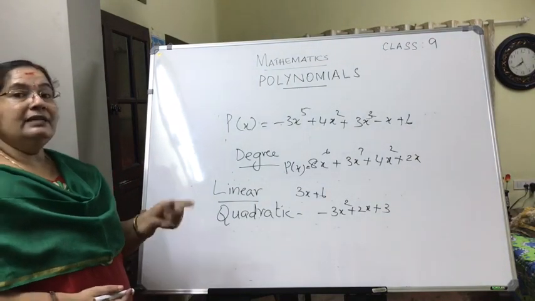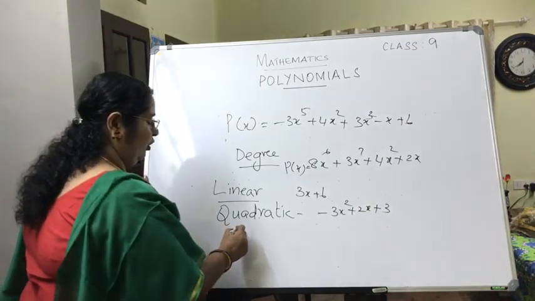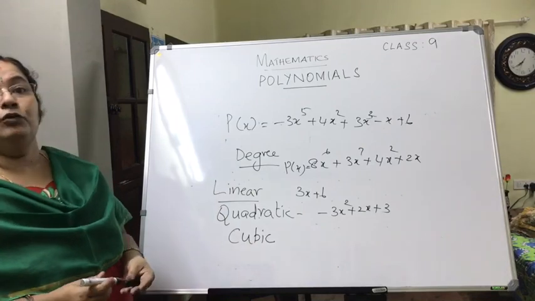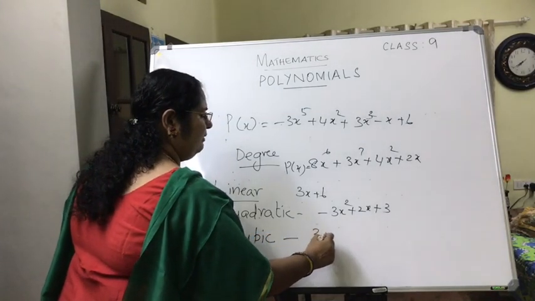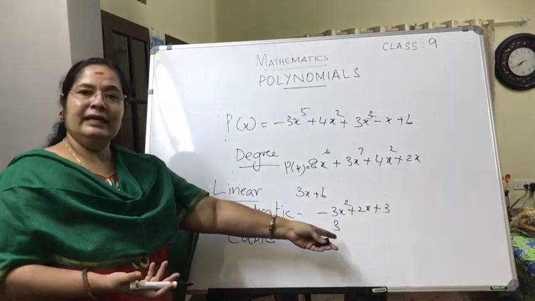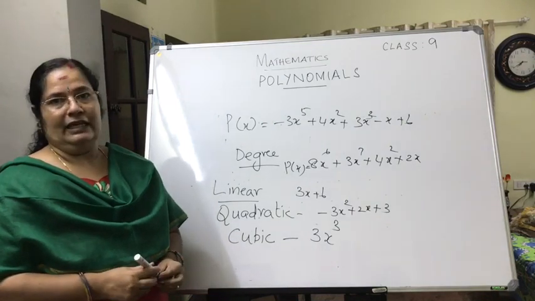Now if degree is 3, that is the highest power is 3, we call it a cubic polynomial. What do you call it? A cubic polynomial. Example for a cubic polynomial, I can say 3x cube. 3x cube is a cubic polynomial. Why? The degree is 3. The highest power of the variable is 3.